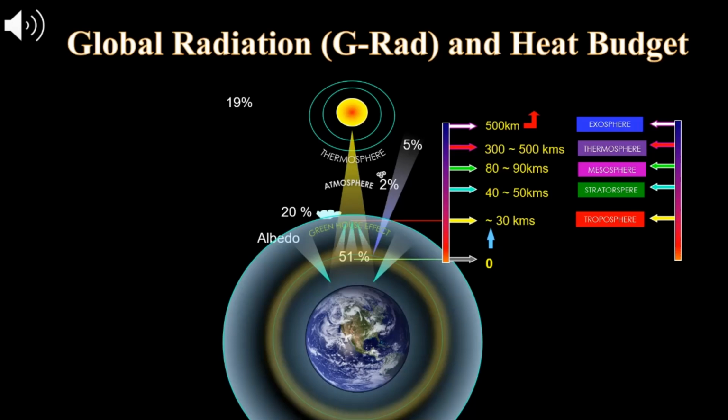51% is utilized by the Earth's surface, 20% is absorbed by dust particles, 20% is absorbed by clouds, and 19% is reflected back to space. This is the beauty of the global radiation.